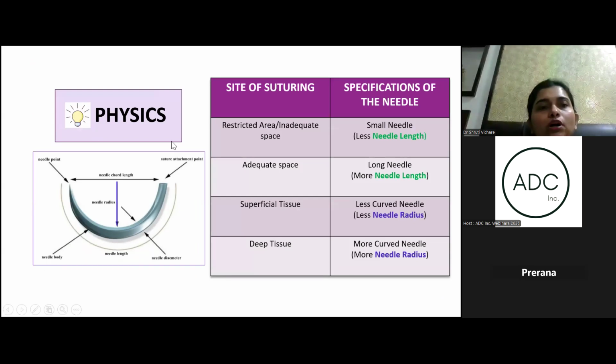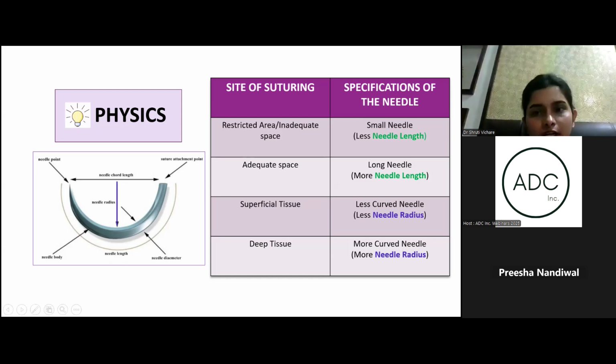Okay, now coming to the execution, whatever information that I just gave you all, that should be used in your daily practice, right? So basically, with that understanding, now we'll understand what type of suture, based on its different dimensions, can be used in what area, correct? So in a restricted, inadequate area, we can make use of a smaller needle, which has less needle length, okay? In adequate space, where you have sufficient space, we can make use of a longer or bigger needle, where the needle length is more, right?